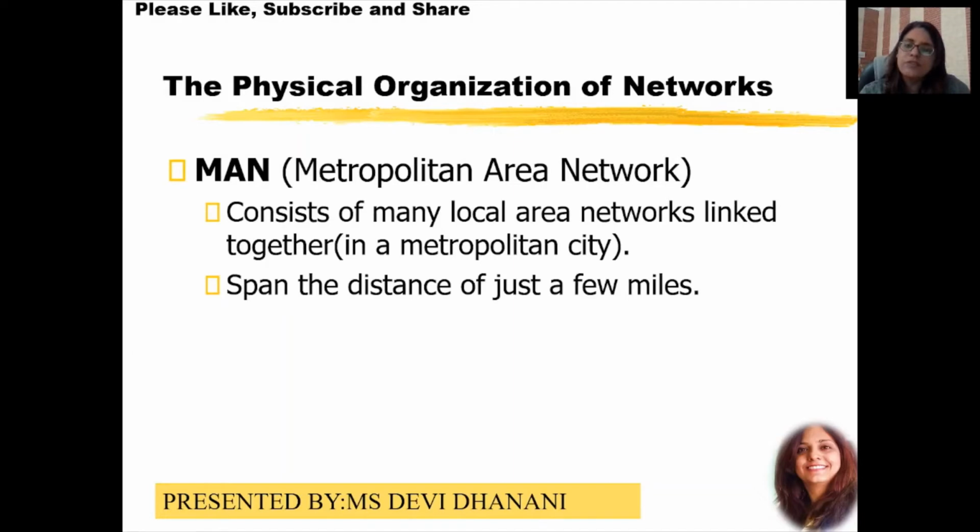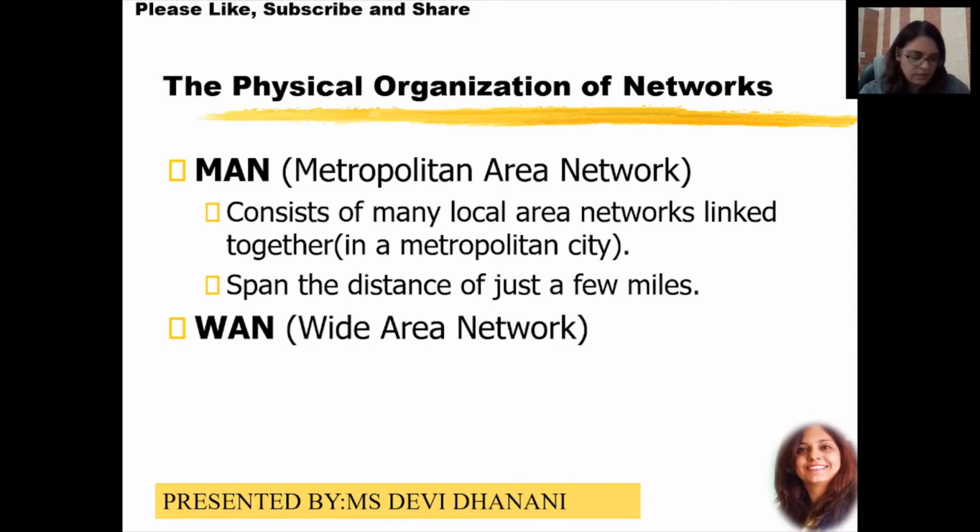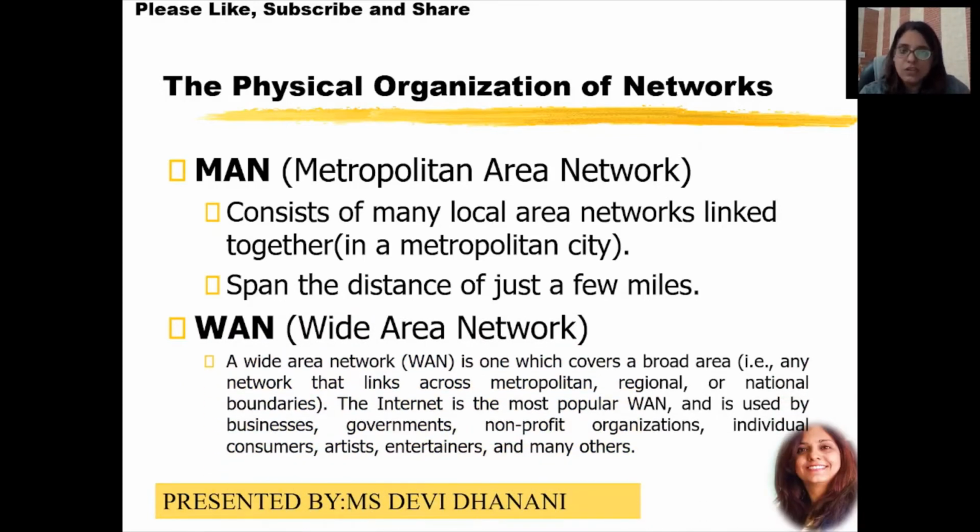The next type of network is the metropolitan area network. It spans a metropolitan city. Herein many local area networks are linked together and they form a metropolitan area network. When a network spans a large geographical area, that means it covers regions and national boundaries, then it forms the wide area network. The most popular example is the internet. The internet is a type of wide area network.